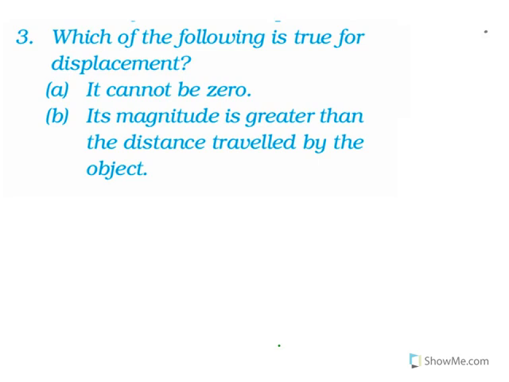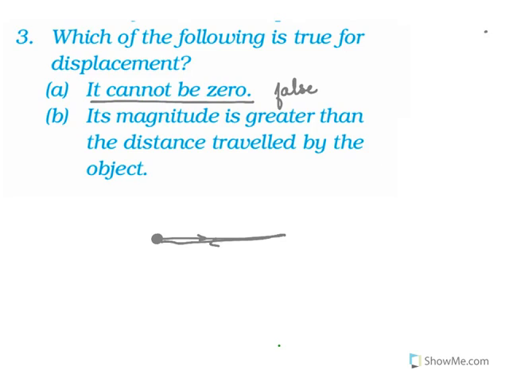Which of the following is true for displacement? It cannot be 0. No, this is false. We have already seen displacement can be 0 if an object from one place goes and comes back. It moves up and then it comes back to its original position. The displacement becomes 0. So this is false. The displacement cannot be 0 is false.